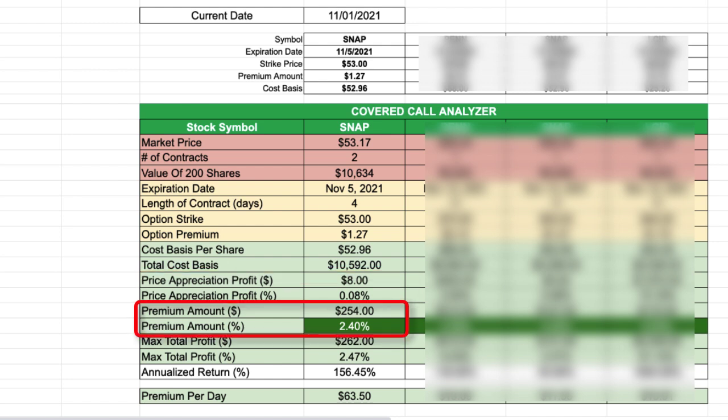However, I did receive $254 in total premiums, which represents a profit of 2.4%. So my total profit for this 4-day trade was $262, and that's a return on my investment of 2.47% for this short, under 1 week option trade.